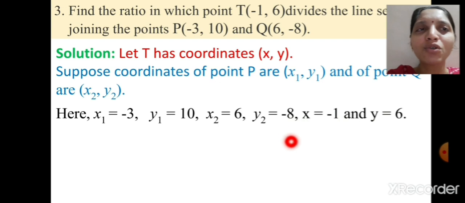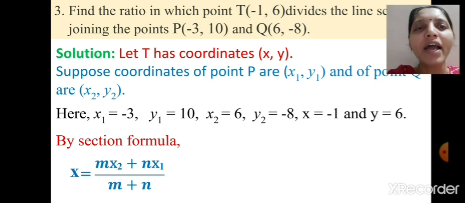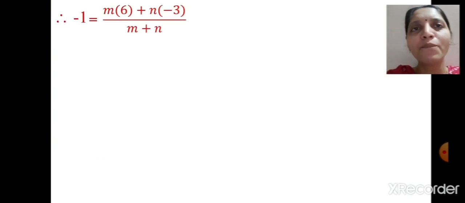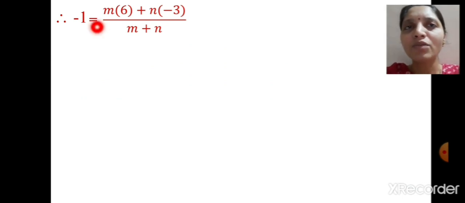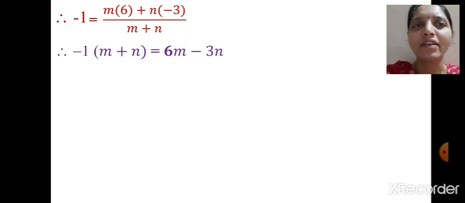Now to find the ratio only we are going to consider the x coordinates. So by section formula, x is equal to (mx2 plus nx1) upon (m plus n). Now substitute the values here. Therefore, x coordinate is minus 1. So you have written minus 1 is equal to (m into 6 plus n into minus 3) upon (m plus n). Now cross multiply here. You will get minus 1 into (m plus n), that is equal to 6m minus 3n.